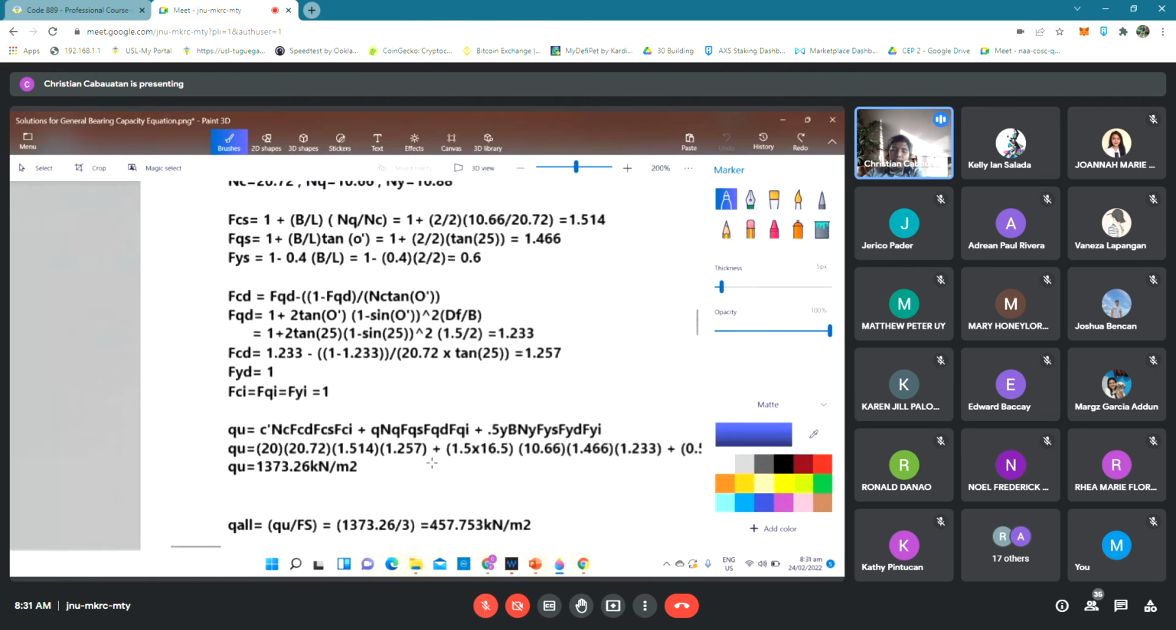Therefore, Q allowable would be the QU, the ultimate bearing capacity, divided by the factor of safety, which is 3. Then dividing that, you would derive the answer of 457.753 kilonewton per meter squared. Okay lang po ba?